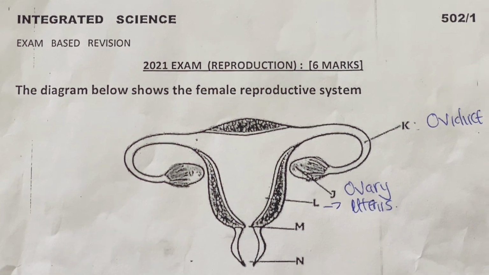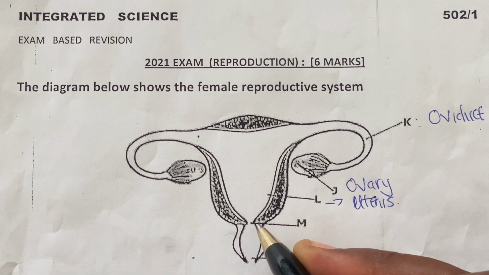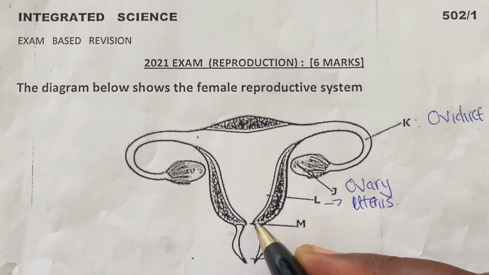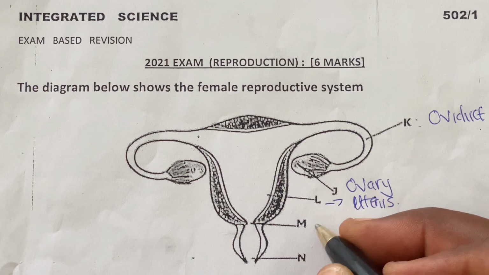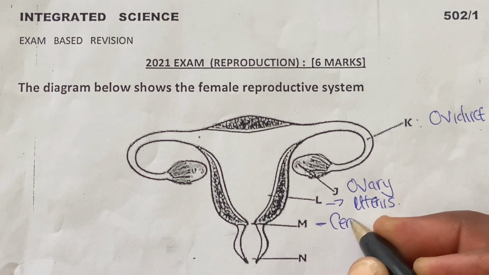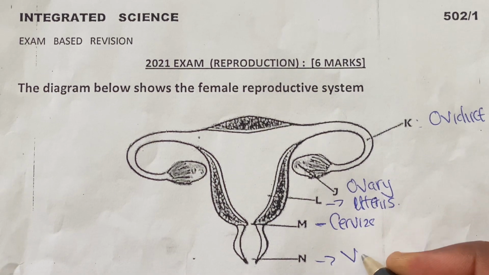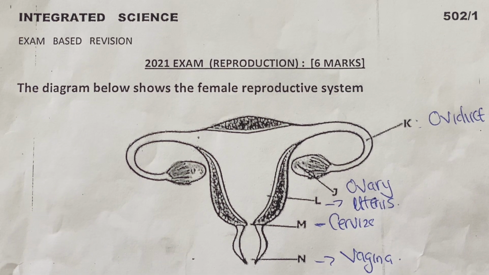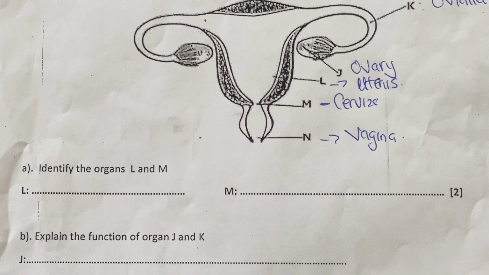And then M is pointing at the most important part, especially during pregnancy, that closes and opens during birth. So this one is called the cervix. And then N, of course, is the vagina. So now that we've labeled, we can move on to seeing how questions are brought.